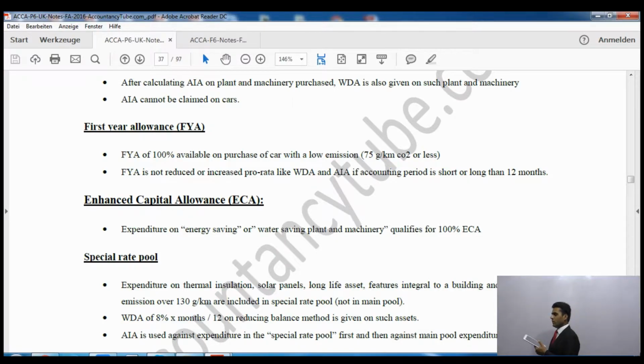So first what we do is we calculate the annual investment allowance first, then whatever remains, if there is any value still remaining, then we will do the writing down allowance as well on that. Now how much is the percentage of writing down allowance? 18% obviously. But we cannot claim annual investment allowance on the cars, so there is no annual investment allowance on the cars.